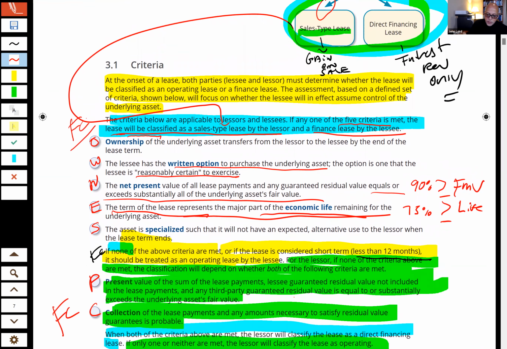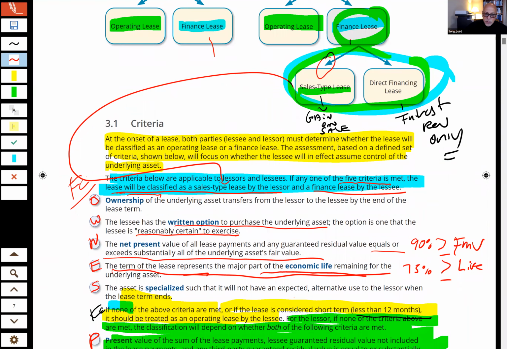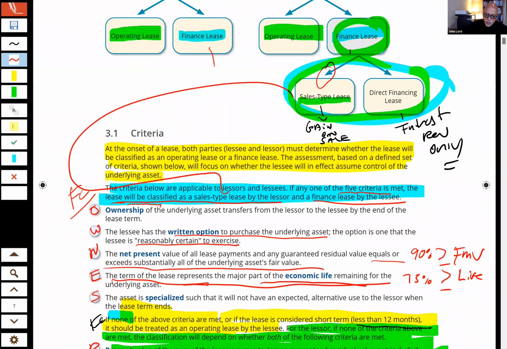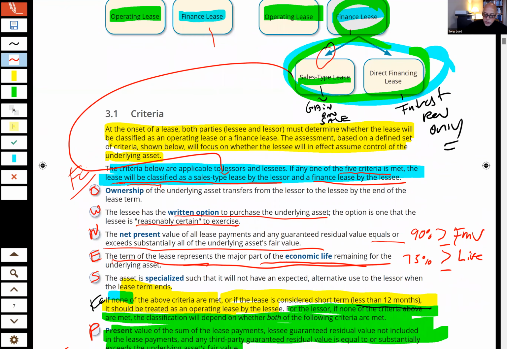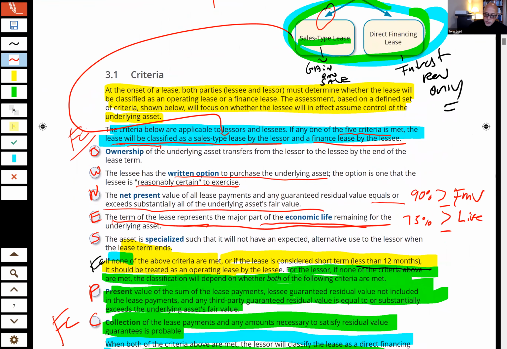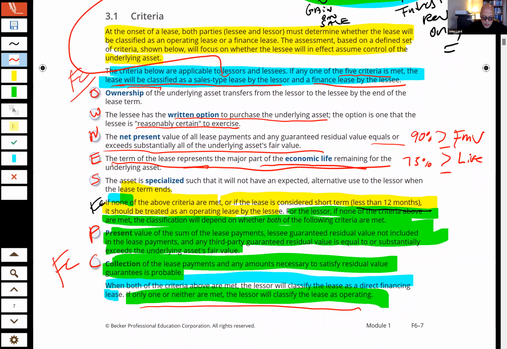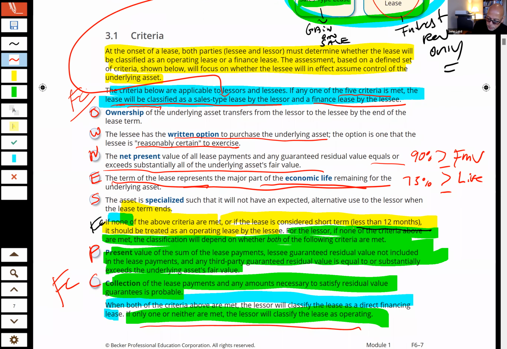You have to meet any one of these, then it's going to be a finance lease. If you don't meet any of those, it is what? An operating lease. If we are the lessor, we meet any one of those, it is a finance lease, a sales type lease. If you don't meet any of those, then you have to continue on to these other two criteria. If you meet both of them, then it is a direct finance lease. If you only meet one, or obviously I guess none of those, then it would be treated as an operating lease. Okay, and then everybody treats it as an operating lease if it is less than 12 months.